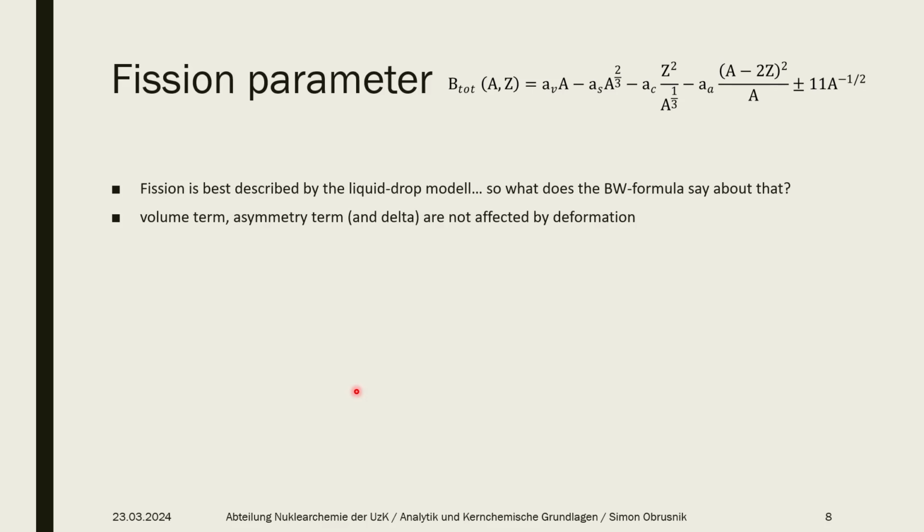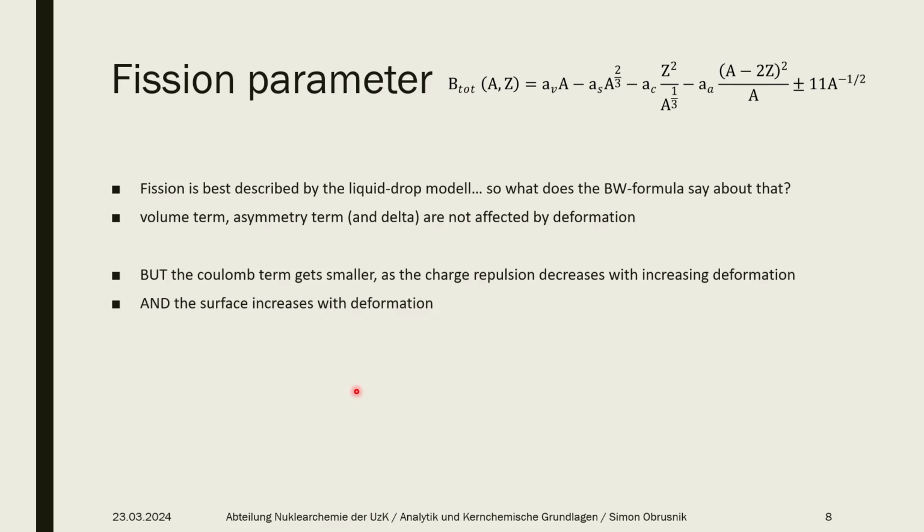But what will change is the Coulomb term, which gets smaller because the charges that repel each other are separated a bit further because of this deformation, and also the surface term, which increases because of this deformation. You can look at this formula, which already has thrown out all of the different terms that don't change, and you can determine a fission parameter. For iron, you have a fission parameter of 0.205.